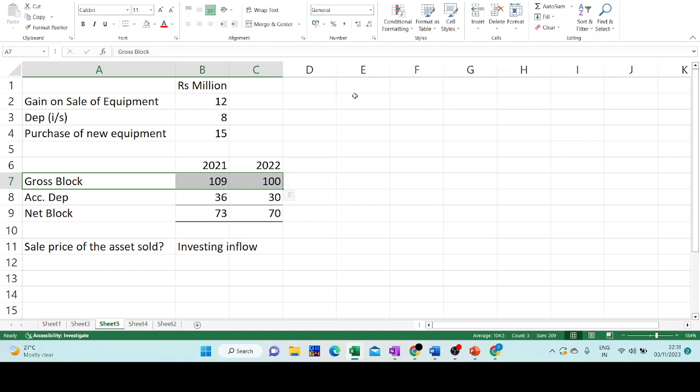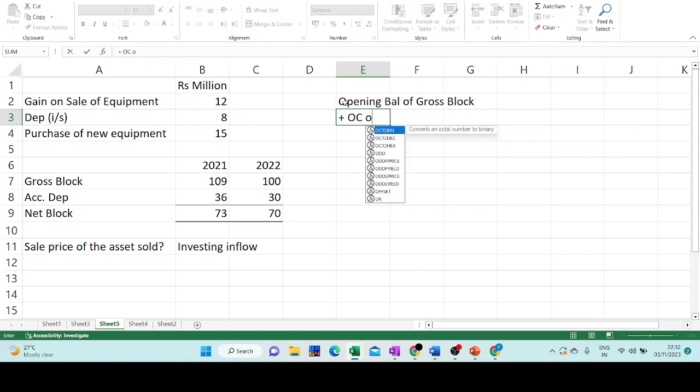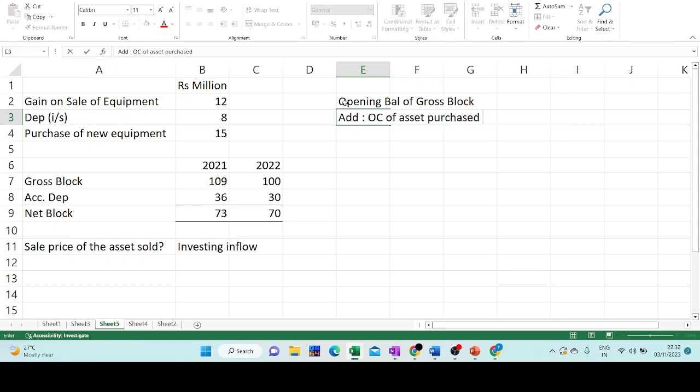So guys, how do we reconcile the opening balance of gross block and the closing balance of gross block? Right. So first look at this. Reconciliation of opening and closing balance of gross block. Opening balance of gross block plus original cost of asset purchased during the year less original cost of asset sold during the year.